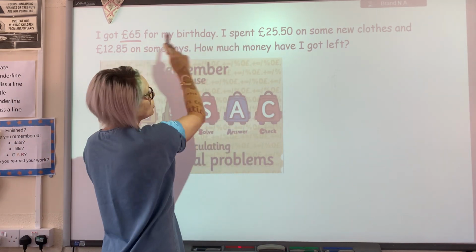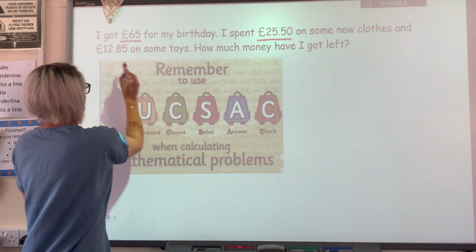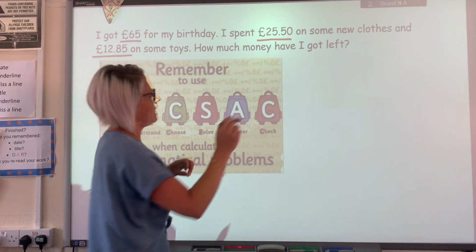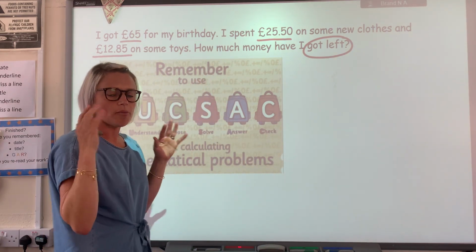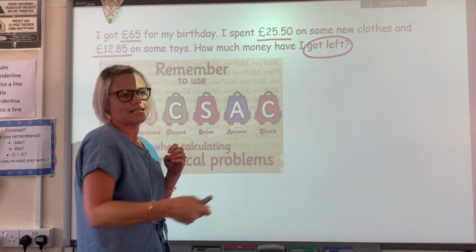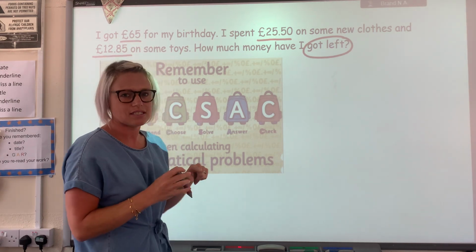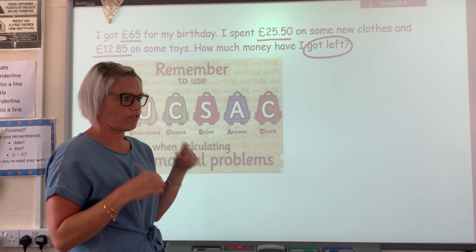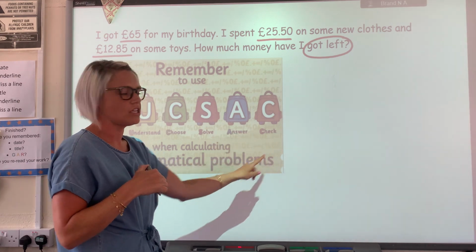Okay, so that's how much I started with. That's how much I spent on new clothes. And this is how much I've spent on some toys. So it's asking me how much money have I got left. So alarm bells should be ringing now. If I'm spending it, should I be ending up with a number that's less than 65 or more than 65? Think to yourself, because that's what we're looking for at our answer and check section here.